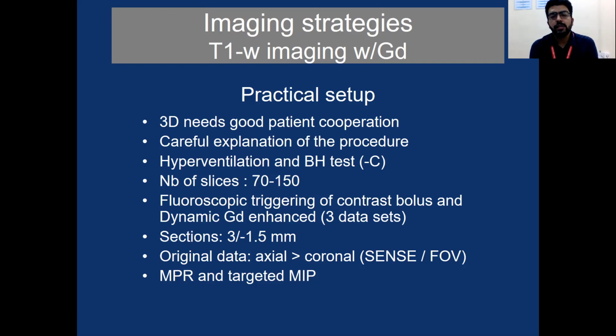Sections will always be 3 to 1.5 mm of sections we can take. Original data, we have to always do it in axial, then coronal. So we prefer axial, and in coronal we can always have this SENSE and field of view. MPR and targeted MIP are also preferred.